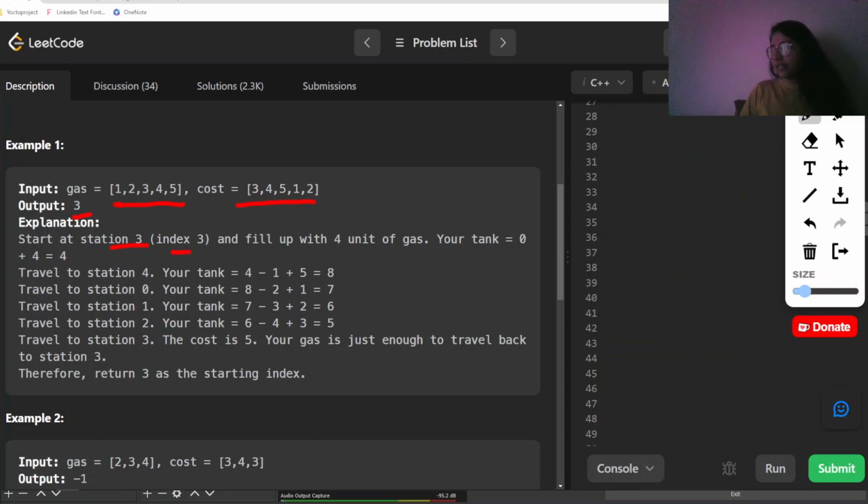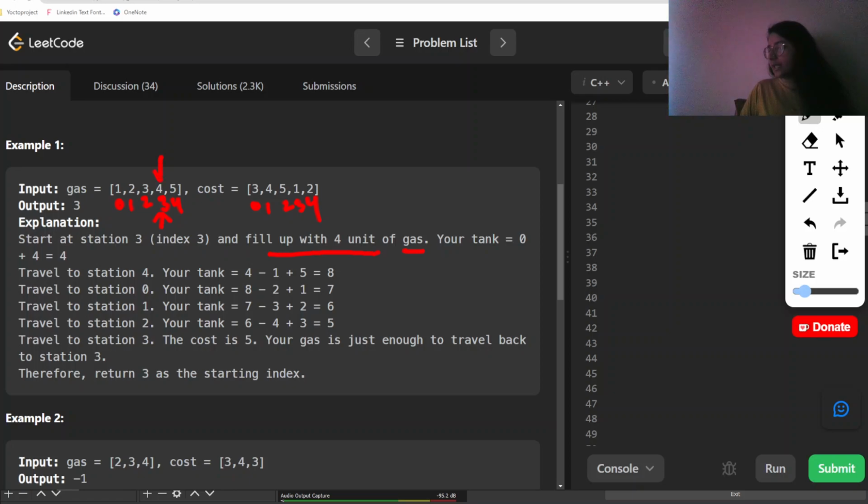If we start from 3, and its index is also 3, and fill up with 4 units of gas, because at the gas station 3 we are having 4, with indices 0 1 2 3 4. If you start at station 3, that is at index 3, means basically at this point, and fill up with 4 units of gas.